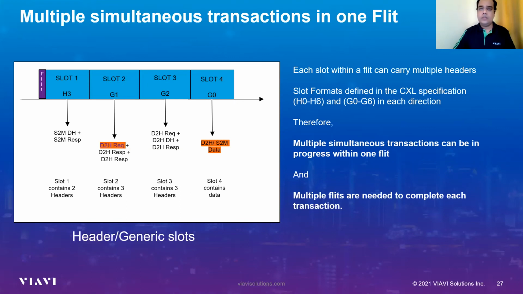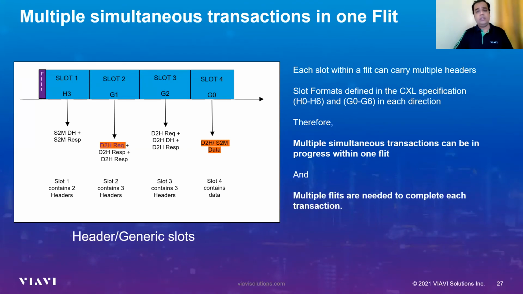A flit, like I said, has a header and 4 slots. And we looked at various types of headers. The spec defines the slot formats that put these headers into certain combinations. A device looks up these slot formats and applies one of the headers, or it transmits the header in one of the slots.